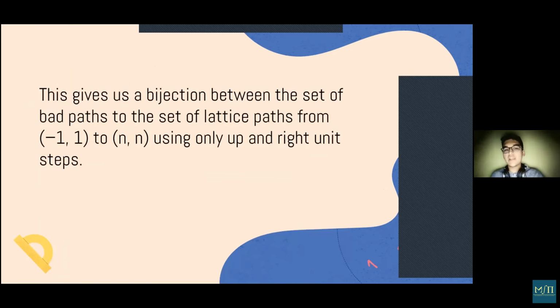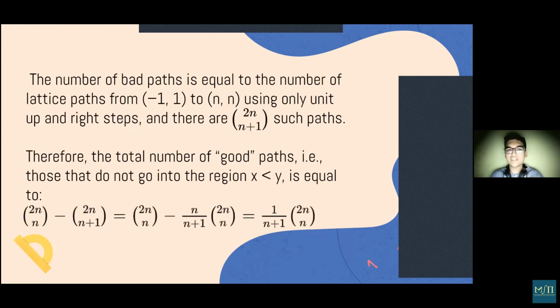So once we've formulated this bijection, we know how to count the latter set, right? That is to say, the set of lattice paths from (-1, 1) to (n, n) using only up and right steps. So the total number of bad paths, and this is fairly easy stuff, we are counting the latter set, and the latter set comes out to be 2n choose n plus 1, right?